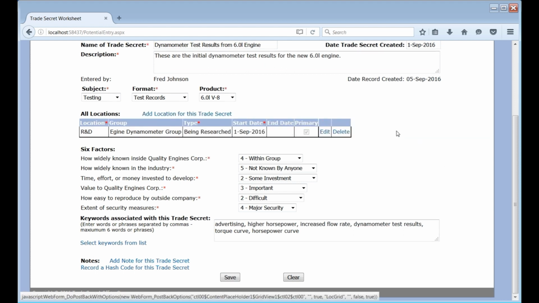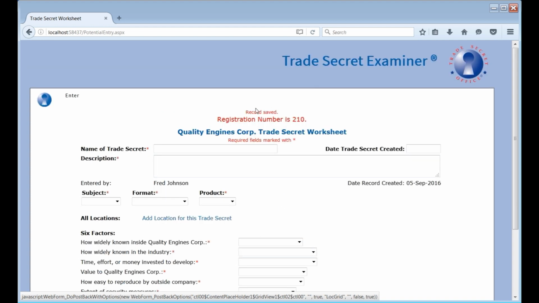So I'll update this location. That allows me to save, and I'll save our trade secret. Now it's given me a registration number of 210. So I can take that number and record it in my lab notebook, my engineering notebook. I can record it in my production records as that trade secret being trade secret 210. It will always be called trade secret 210 inside the system. So as a normal person in the company, not a member of the IP management group, not a person who's dealing with all the trade secrets, but just an engineering supervisor or a production supervisor, a scientist in our R&D department, I can enter the trade secrets in that way.